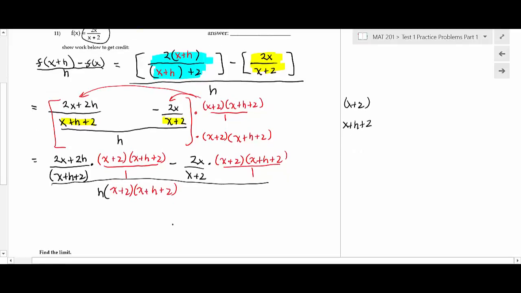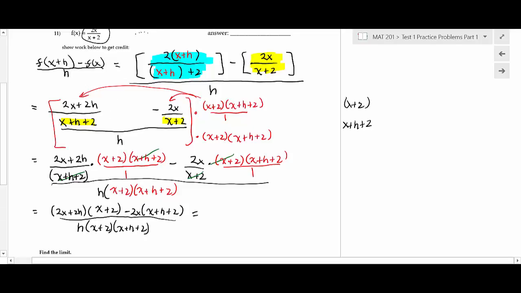Okay, so we need to work with this mathematical expression. What's going to happen is you're going to have some cancellation. So you're going to have that canceling and you're going to have that canceling. So we can go ahead and write the next step as 2x plus 2h times x plus 2 is what's left over there. Okay, and then over here we have 2x times x plus h plus 2. And then the denominator we have h times x plus 2 times x plus h plus 2. Okay, then we're going to need to go through and multiply this out.